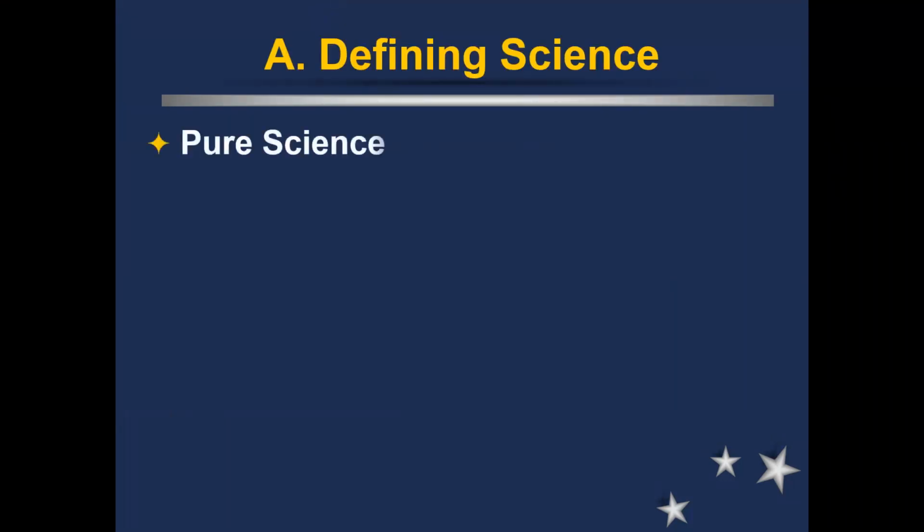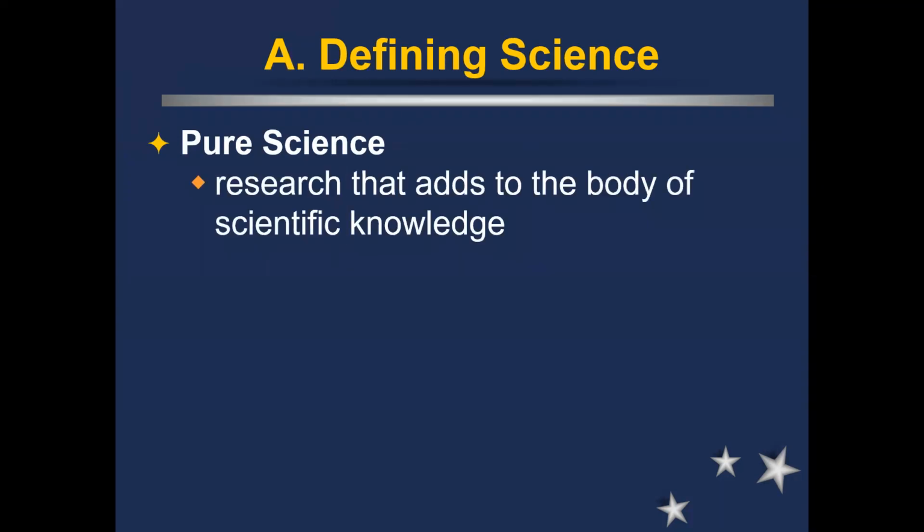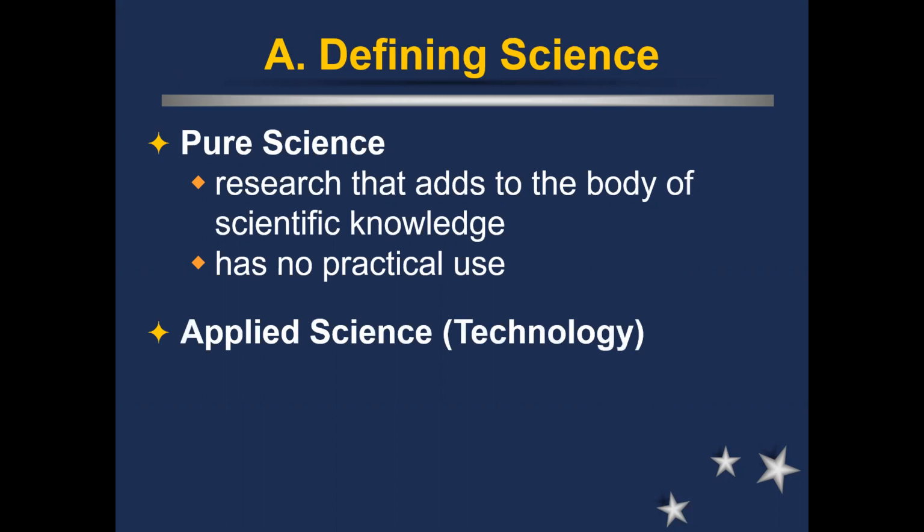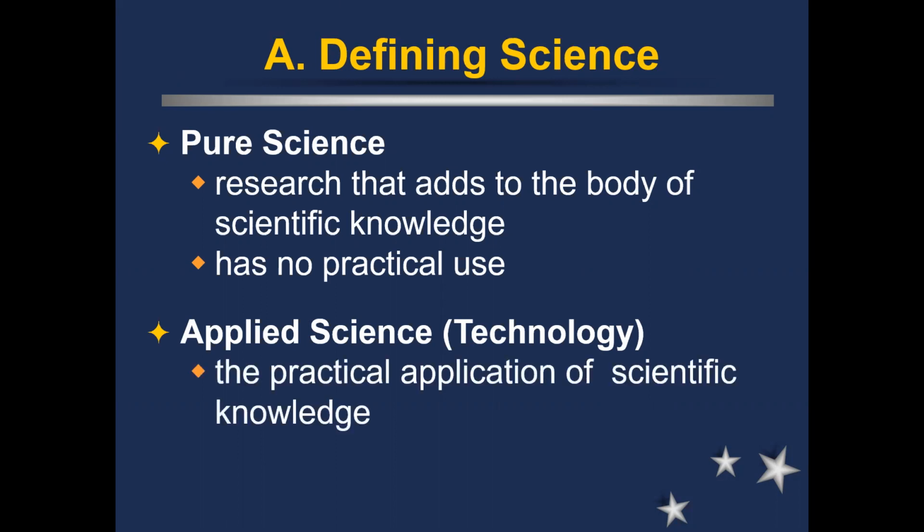So we did define science the other day. Pure science is research that adds to a body of scientific knowledge, and then it really has no practical use. So then technology is how we apply the science. Applied science or technology is the practical application of scientific knowledge. Like research into nuclear physics could lead to applications like nuclear weapons, nuclear power, etc. Medical treatments using radiation therapies.